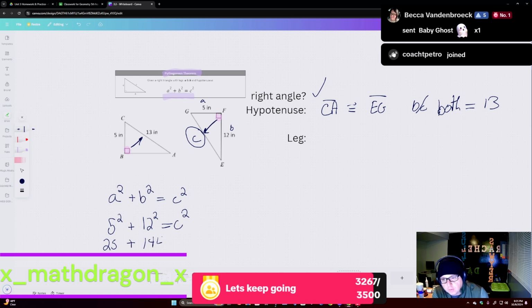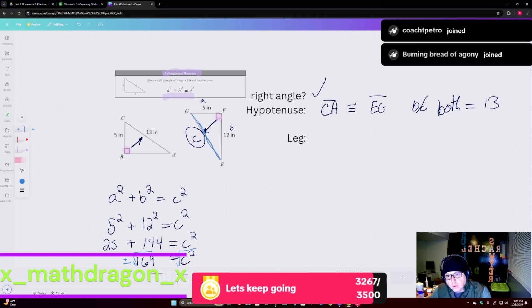25 plus 144 equals c squared. 169 equals c squared. Now, to get rid of a squared sign, my brain must do the square root. And whenever I do that, I have to put plus or minus, but there can only be a positive value for length. So I really only care about the positive answer, but c is going to equal 13. So they both equal 13. Now I'm still rolling. This is still 13. I'm still good. Still making my way.